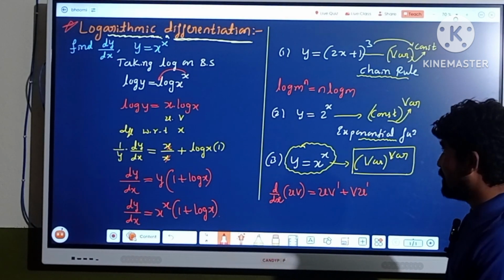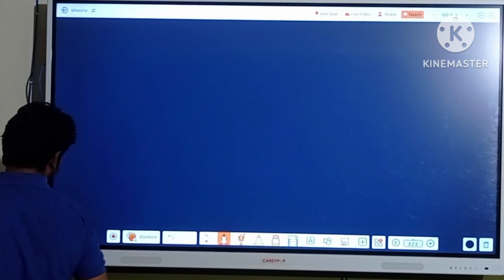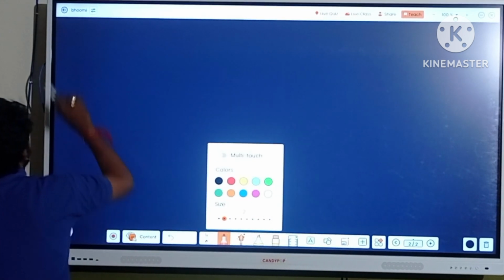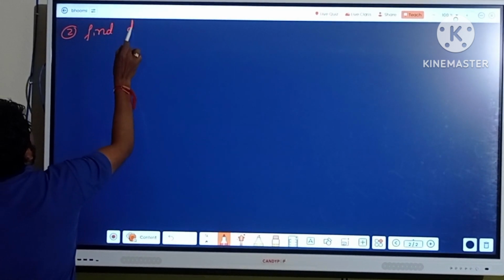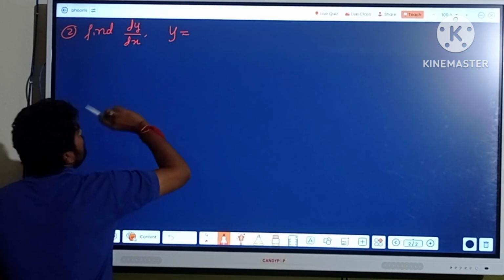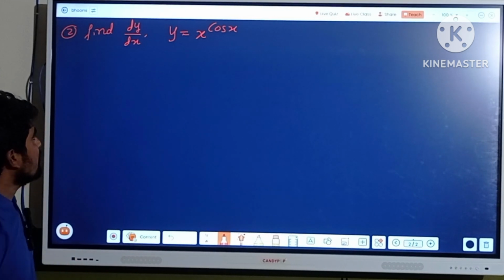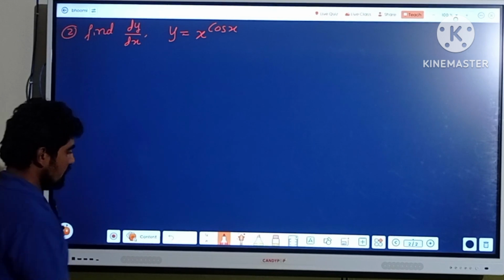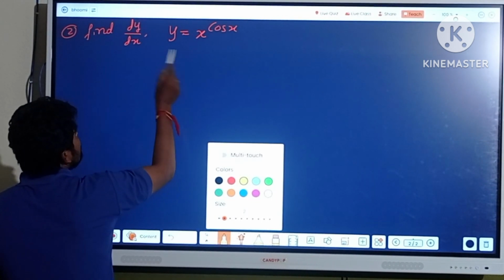Let us consider one more example to understand the procedure to find the derivatives of functions of the form variable power variable. Let us consider the second question: find dy by dx for the function y equals x power cos x. Again this function is of the form variable power variable. Therefore, to differentiate this we use what? Logarithmic differentiation.